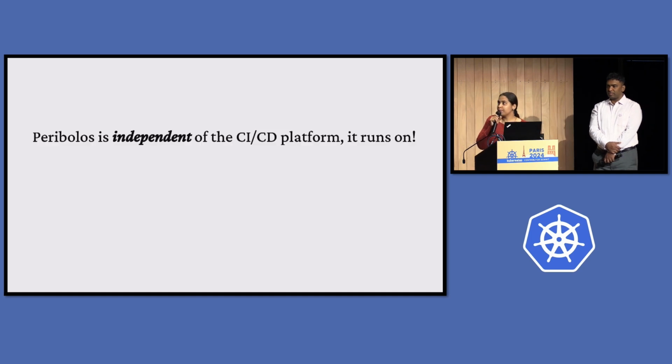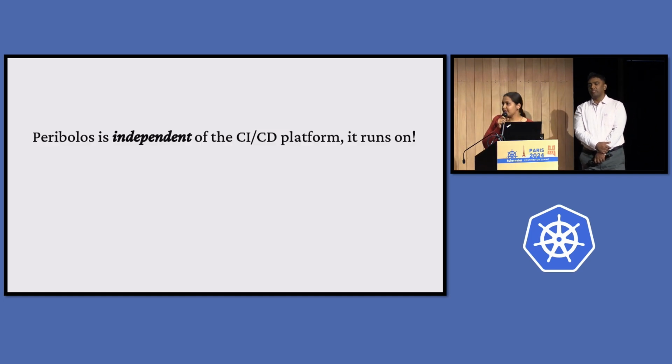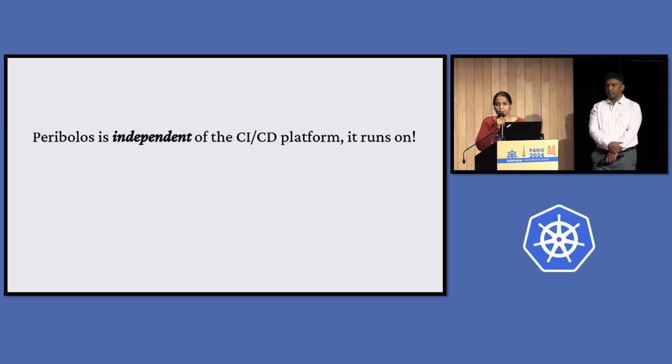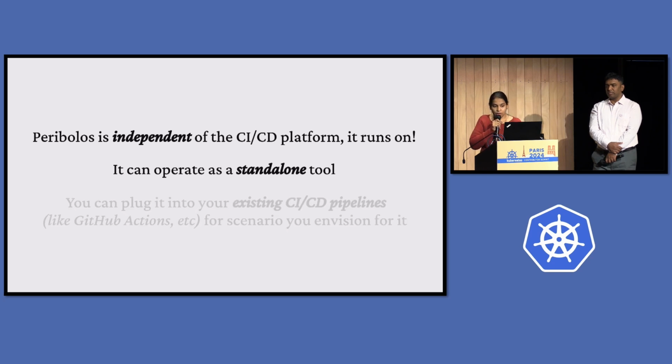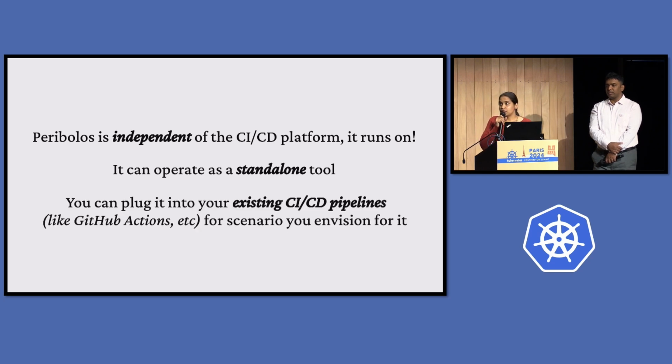A note, Peribolos is independent of the CI/CD platform it runs on. We are discussing Peribolos in case of Prow right now, but it's a standalone tool. It can operate in any of your existing CI/CD pipelines, like GitHub Actions, for any of the scenarios you envision for it.